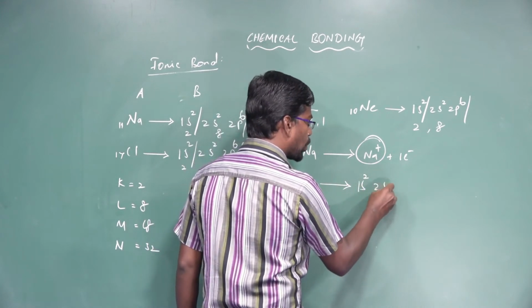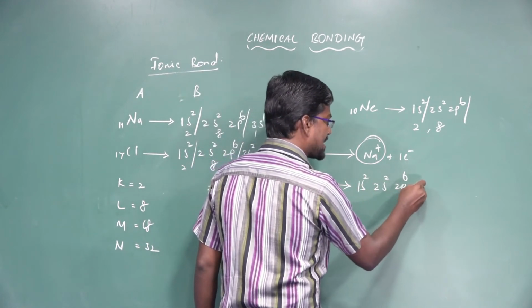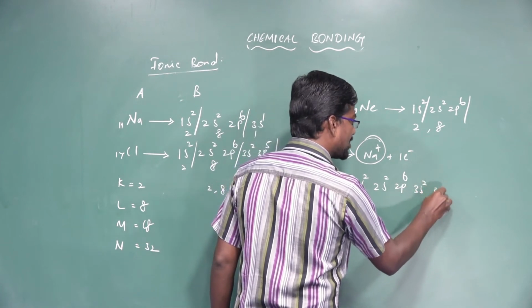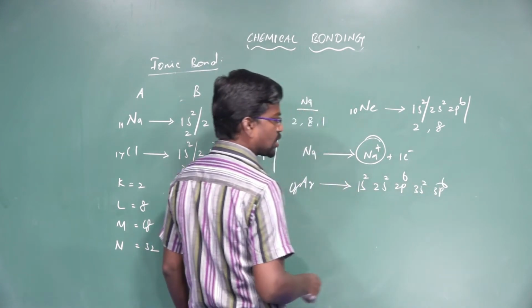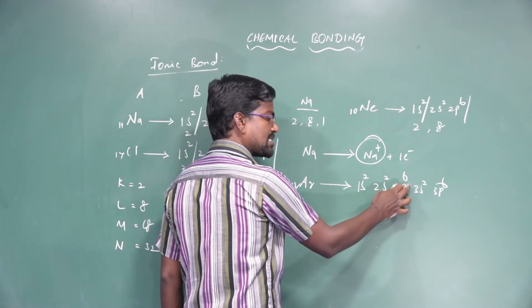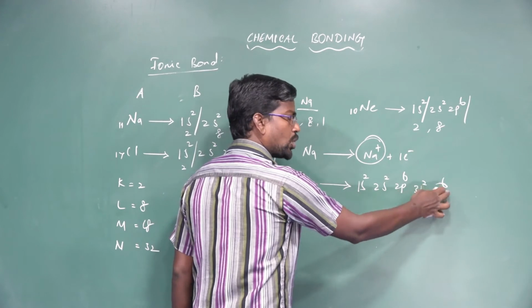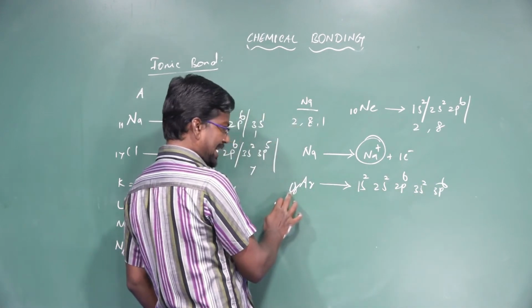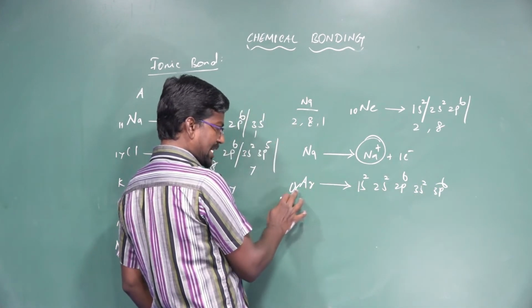1s2, 2s2, 2p6, 3s2, 3p6. 2 plus 2 is 4. 4 plus 6 is 10. 10 plus 2 is 12. 12 plus 6 is 18. So in total 18 electrons are there. So the atomic number of argon is 18.